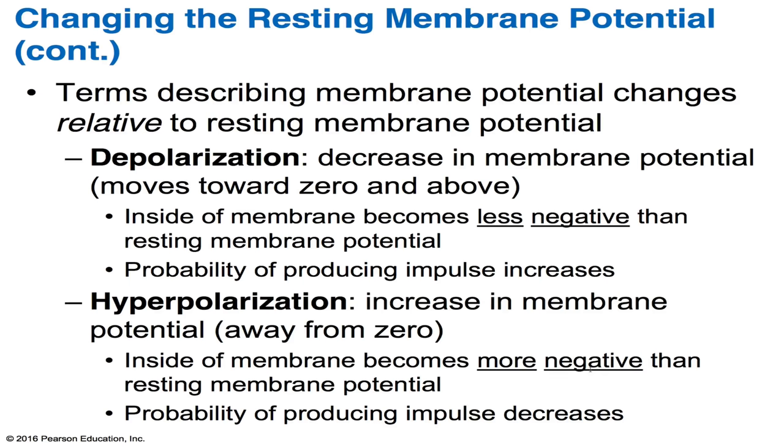Hyperpolarization occurs when the membrane potential increases. In other words, we're moving further and further away from zero. This causes the inside of the membrane to become more negative than the resting membrane potential. This will also decrease the probability of producing an impulse. So an example could be a change from minus 70 millivolts to minus 90 millivolts. So this is an example of hyperpolarization.